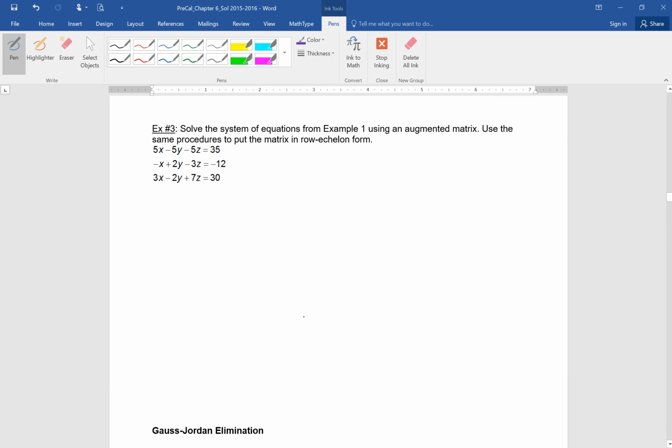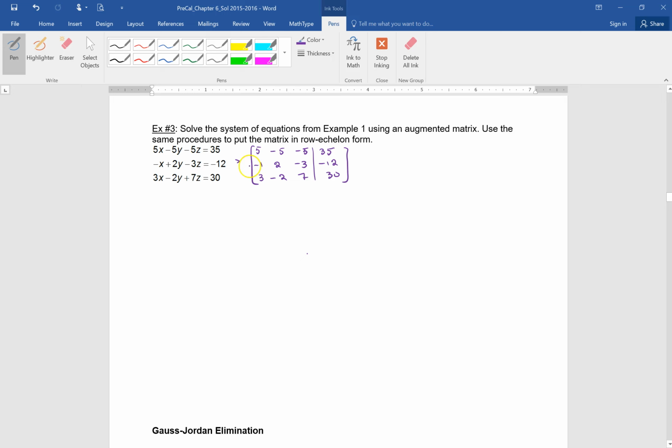Okay, so we're going to solve that same problem that we solved before, but this time we're going to do it using matrices. It's more efficient, and I like it better. I'm going to write it in matrix form: 5, -5, -5, 35; -1, 2, -3, -12; 3, -2, 7, 30. This is my augmented matrix. First, if there are any rows that can be divided by the same number and still give you whole numbers, go ahead and do that now.